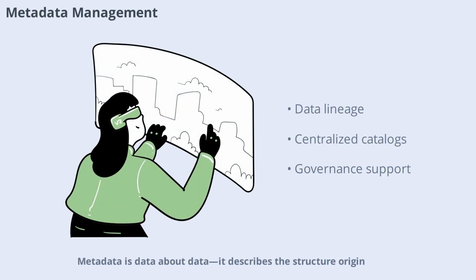Metadata is data about data. It describes the structure, origin, and meaning of your datasets. Effective metadata management is essential for successful data integration. It helps users understand where data comes from, how it's transformed, and how it should be used. Metadata repositories and catalogs provide centralized access to this information, supporting data governance and compliance. Good metadata management also makes it easier to troubleshoot issues and maintain integration workflows.